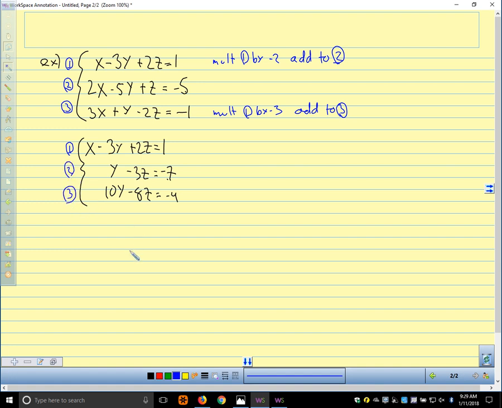And now I'm going to use these two equations to get rid of this 10y. So I'm going to write what we get after that. So the first row doesn't change. The second row is good the way it is. All right, so with these two equations, what do we want to do to get rid of that 10y?